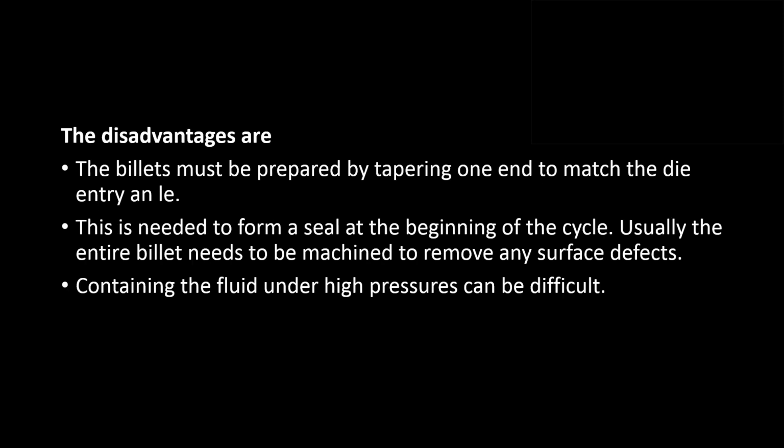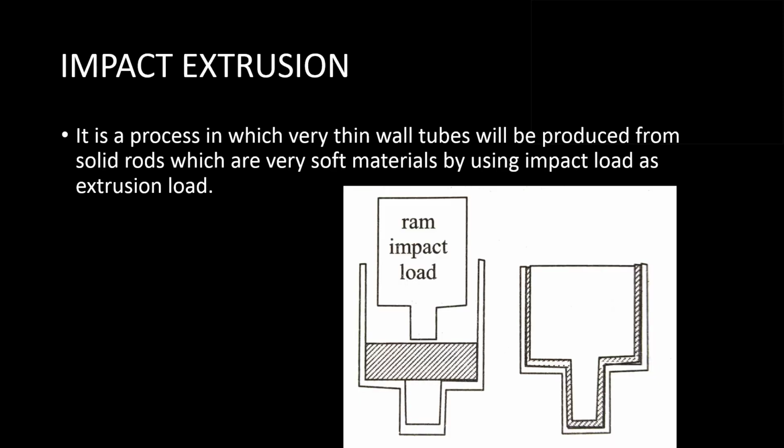Okay, now there is the last one, that is impact extrusion. What is impact extrusion? Here very thin wall tubes are prepared. As you can see, this material is deformed into this big tube, and generally this tube is made of very soft material, like a toothpaste tube you have seen. This is made by impact extrusion.